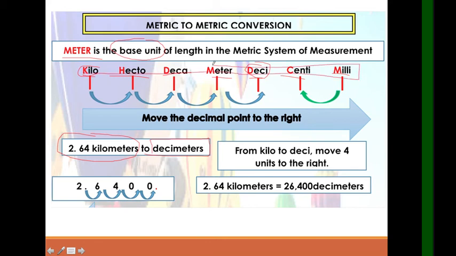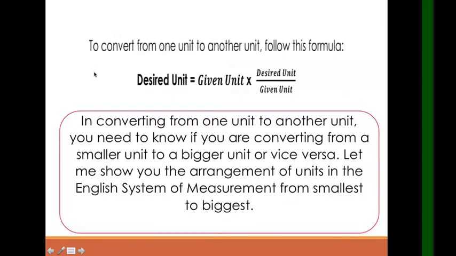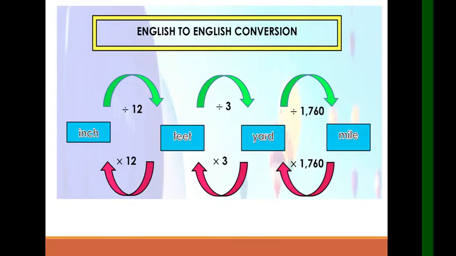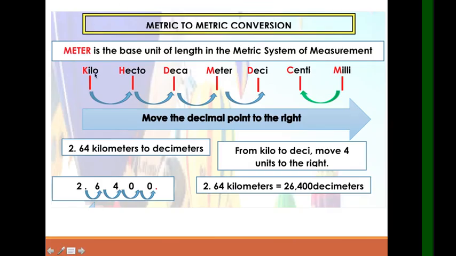Okay? So, para malaman mo, isipin mo lang yung mnemonics o yung acronym kanina, yung King, Henry, yung ganon. Diba? Drink milk. Yan. So, yung kanina nating mnemonics, ito, pakita ko ulit. Yan, King Henry died by drinking chocolate milk. Yun yung i-master mo para ma-master mo yung pagkasunod nila.